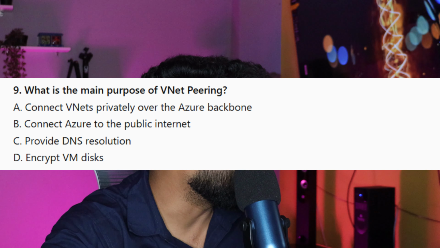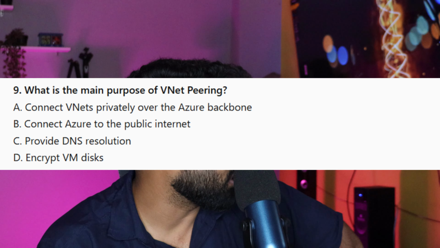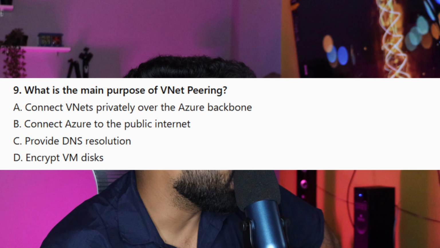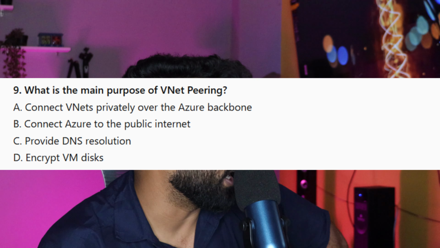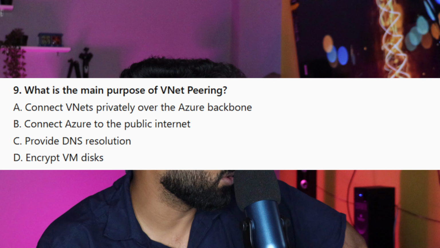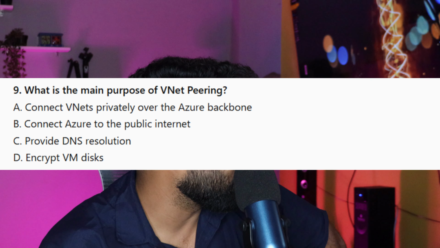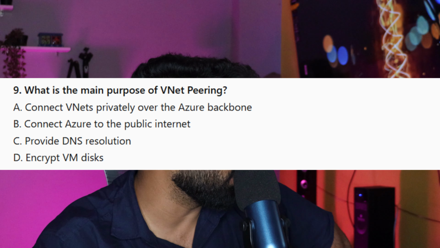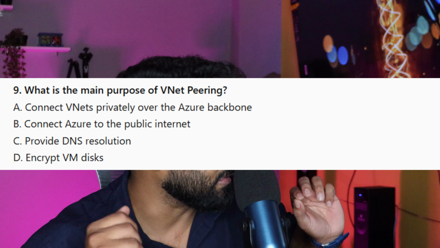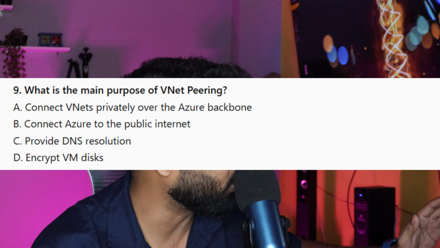Okay, so let's go for question number 9. What is the main purpose of VNet peering? I already explained this thing. Option A, connect virtual networks privately over the Azure backbone. Option B, connect Azure to the public internet. Option C, provide DNS resolution, and D, encrypt VM disk. You can rule out option C and option D the moment you see them. That's a completely different thing.